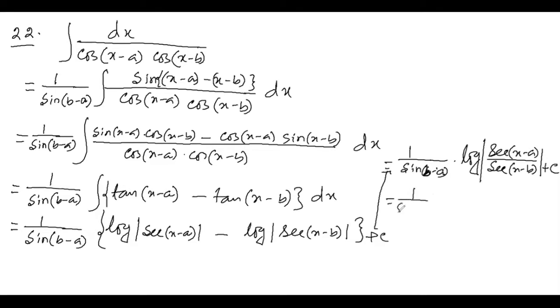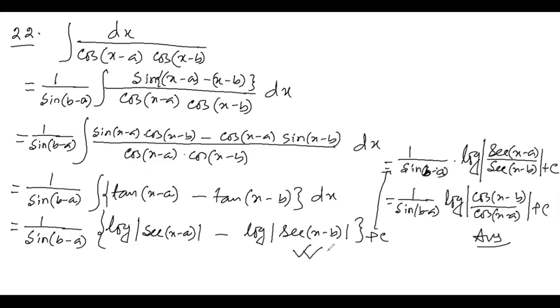Or you can write it as 1 by sine of b minus a log mod cos of x minus b by cos of x minus a. This sec we converted into cos, that means the numerator becomes the denominator and the denominator becomes the numerator. This is also an answer. So up to this also is correct, you will get full marks. This one you can do as your choice.